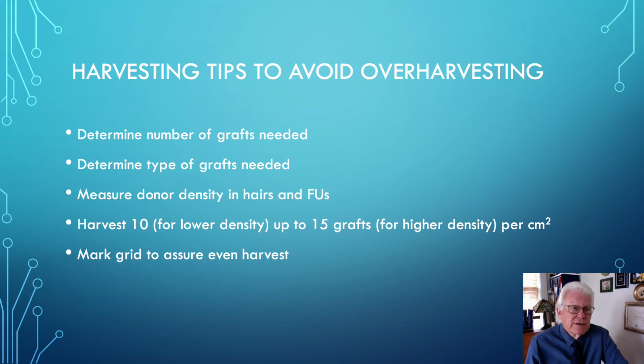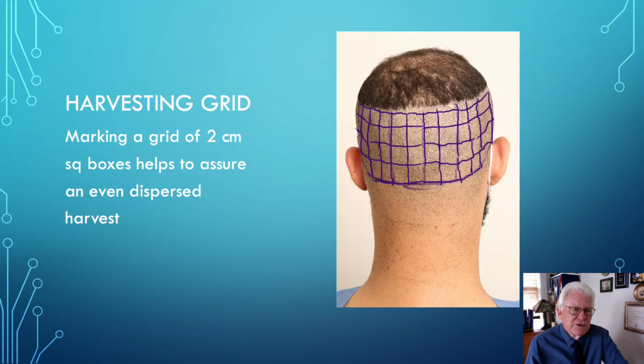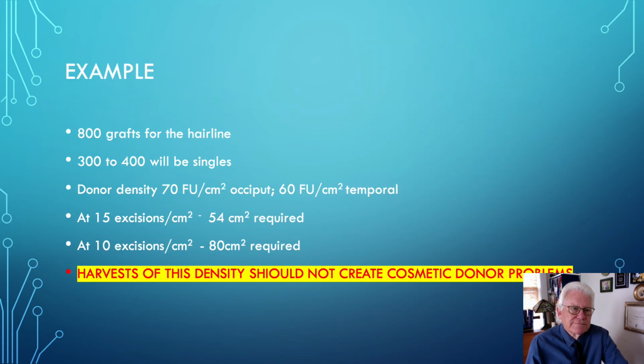Here are some tips on how to avoid overharvesting. Determine the number of grafts needed, determine the type of grafts needed, measure the donor density in hairs and follicular units per square centimeter, and limit your harvest to 10 to 15 grafts per square centimeter. Mark a grid to assure an even distribution and a dispersed harvest.